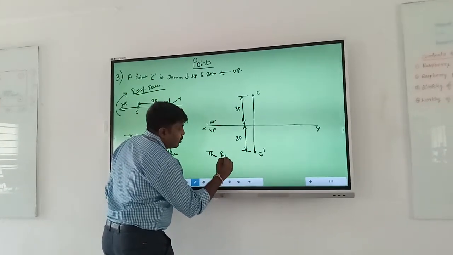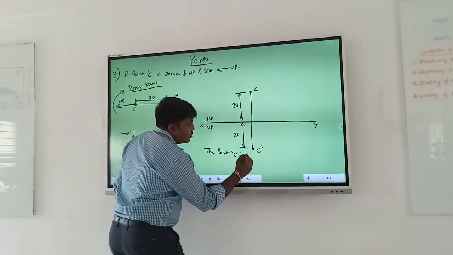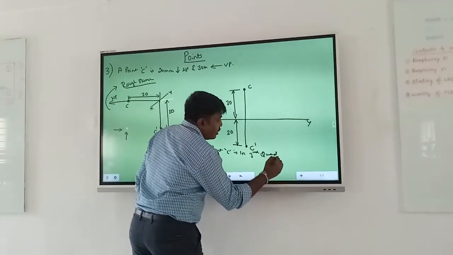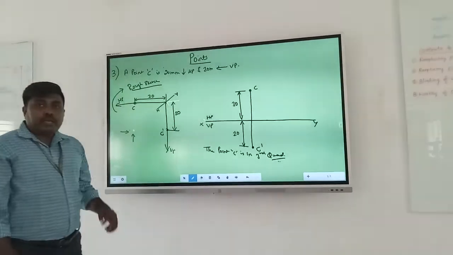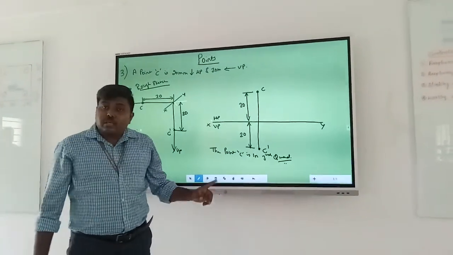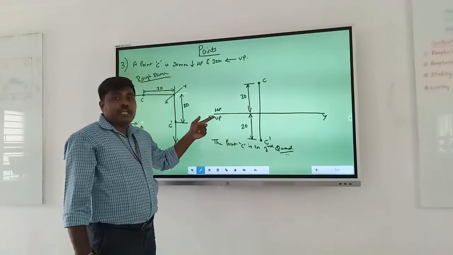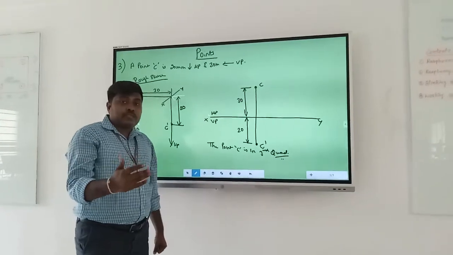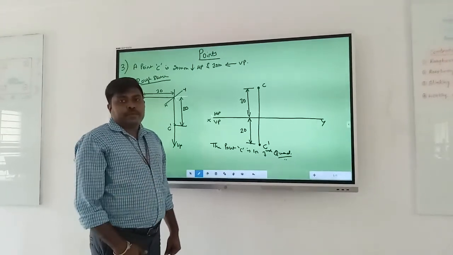The point C is in third quadrant. Okay. So in the first quadrant you had VP above, HP below, whereas in the third quadrant you had VP below, HP above. So this is the logic. So by this you can guess what could be your fourth quadrant.